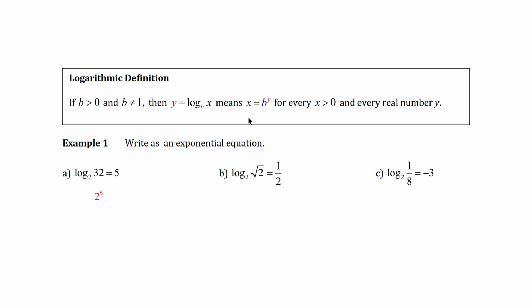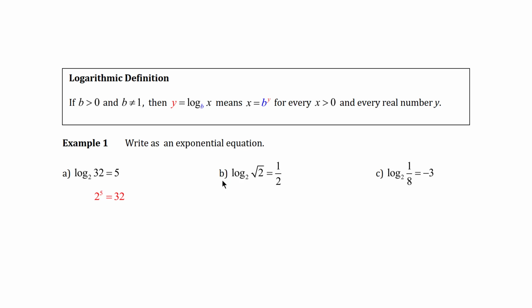Next, we set this equal to the value of x, which is the number in front of the logarithm, 32. So we have 2 to the 5th power equals 32. You could see here that this is true. 2 to the 5th power is 32, so everything is correct.